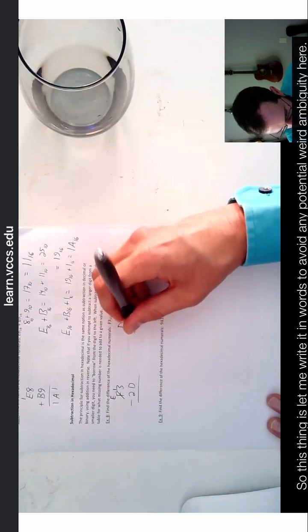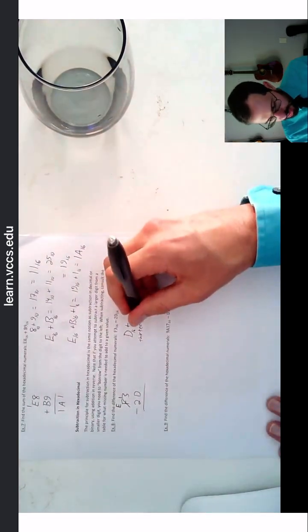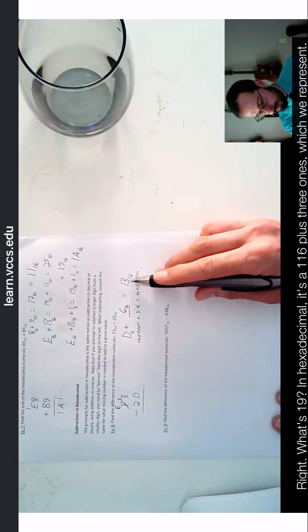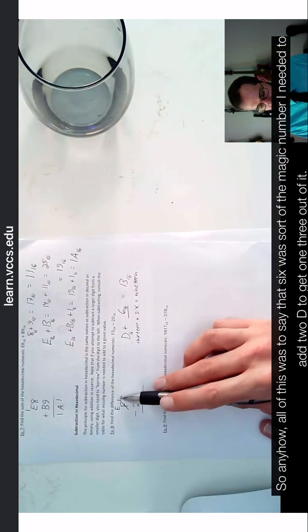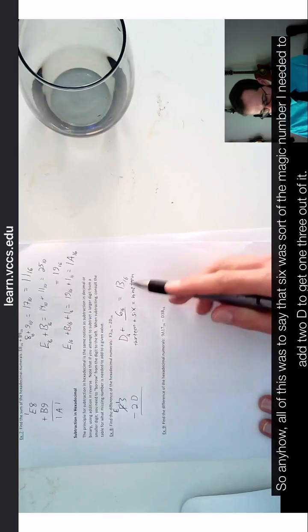Let me revisit this now with numbers to think about this in terms of decimals for a second, right? D, remember, A is 10, B is 11, C is 12, D is 13. So this thing is, let me write it in words to avoid any potential weird ambiguity here. This is 13. If we add 6 to that, we know we will get 19, right? Well, what's 19 in hexadecimal? It's 1 16 plus 3 ones, which we represent like so. Again, you can either think about it with the table, or you can think about it by doing some numerical reasoning, converting stuff into decimal. So anyhow, all of this was to say that 6 was sort of the magic number I needed to add to D to get 1, 3 out of it. So we're going to write a 6 down here.